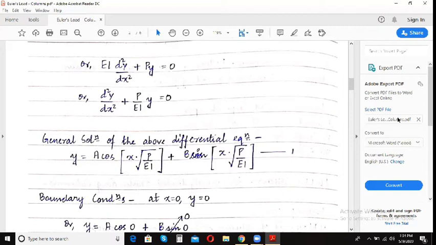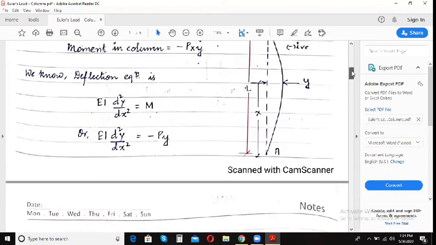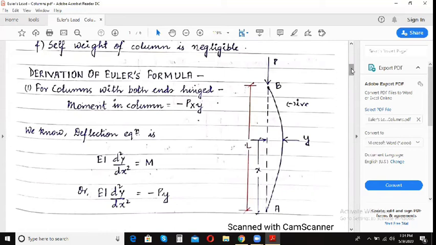So let's go back to this figure. At point A, what is the value of x? At point A, the value of x is equal to 0, right? And what is the value of y? Y is the lateral deflection or the perpendicular deflection. The value of y is also equal to 0. So this is my first boundary condition.